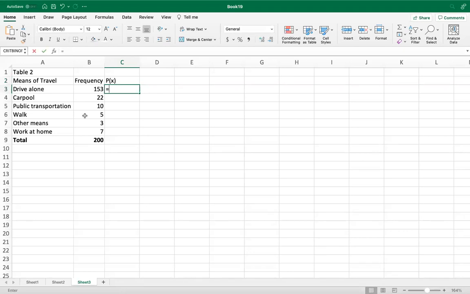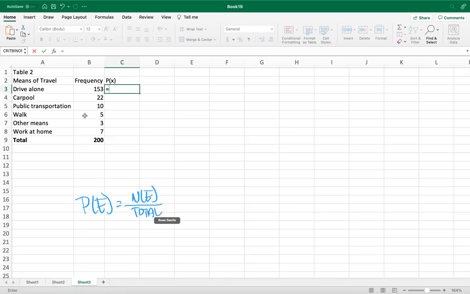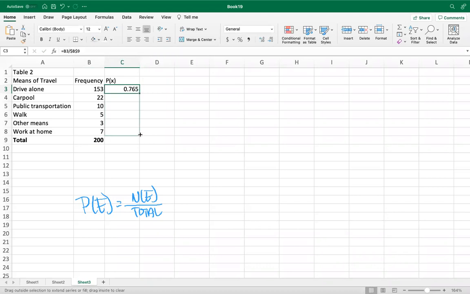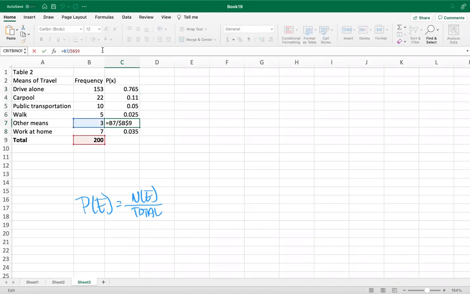So from here, remember the probability was the number of times event E happens, divided by the total. So it's equal to this here divided by the total. And since the total is going to be the exact same for each of these values, we're going to put dollar signs around that letter. And from here, grab the corner and drag it down. And just to make sure, cool, that works. So each of these values divided by 200, and that's how we got the probability model here.